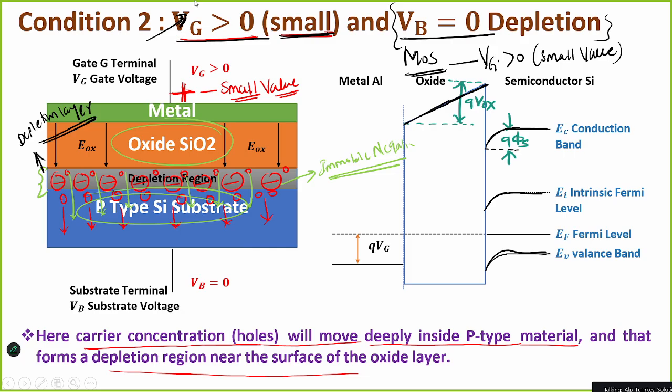That's why we call it depletion mode. Why is it depletion mode? A depletion layer is forming in this condition too. That's why we call it depletion mode.